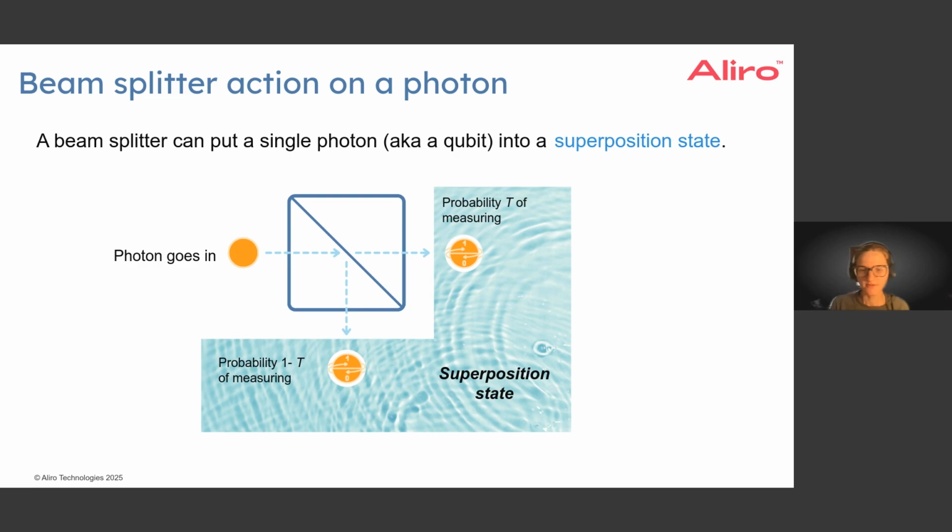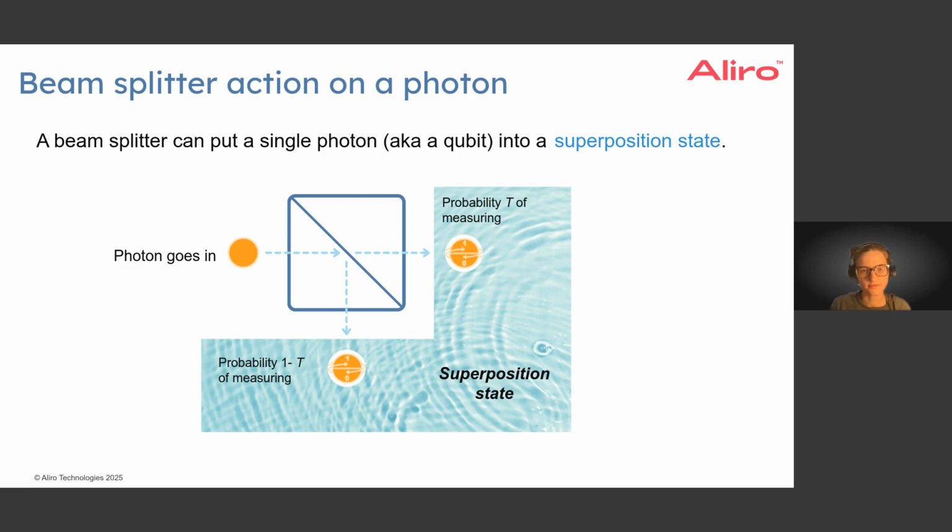The description from the previous slide was a bit incomplete, since one thing that can happen with quantum states is that they can actually be in superpositions. What this means is that a photon could enter a beam splitter, and when it transmits and reflects, it does so into a superposition state, where there's some probability of measuring that it's transmitted and some probability of measuring that it's reflected. But you don't know whether it's transmitted or reflected until you actually measure it.